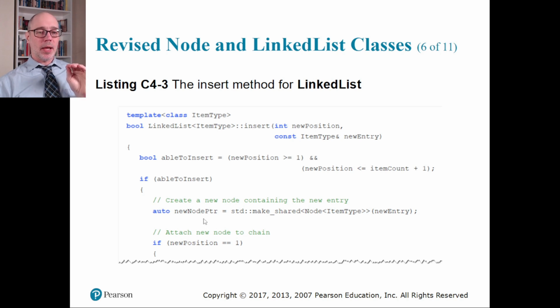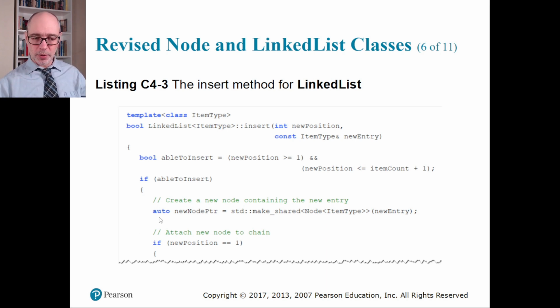We are making a new node pointer, and we are calling that make shared function, right? And saying, hey, I need a new node of item type, and I need it to be holding this new entry data. So the make shared calls the constructor for that, calls the node of item type. You get a new node on the free store. It sticks the new entry into it. And then you get the shared pointer address and you put it in new node pointer.